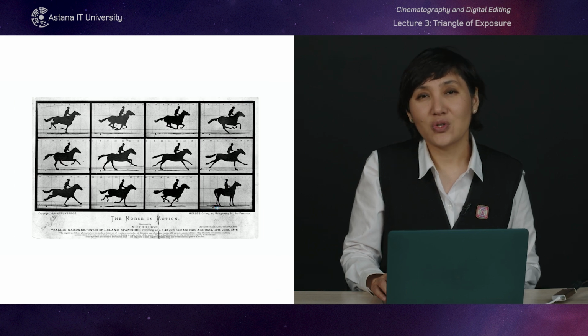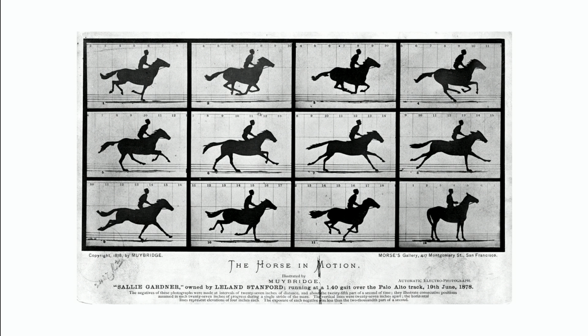A frame is a single still image in a sequence of images that, played in rapid succession, create the illusion of continuous motion. This concept of perceiving a series of still images as motion dates back to 1878, when Edward Muybridge captured a sequence of photographs of a galloping horse. This groundbreaking work laid the foundation for motion pictures.